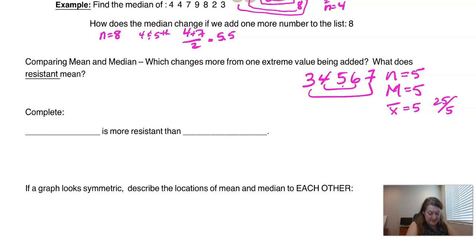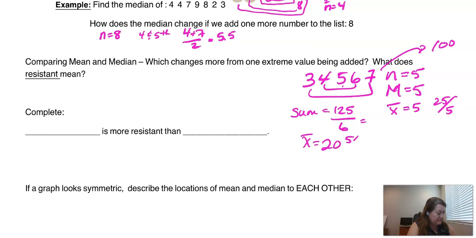So what happens if I add 100 to that list? What if there's one more at the end and it's 100? Well, what would change? The sum would go from 25 to 125, and then instead of dividing by 5 for a mean, I would divide by 6 for a mean. So that is going to be like 20 and 5 leftovers. So now X bar is 20 and 5 leftovers.